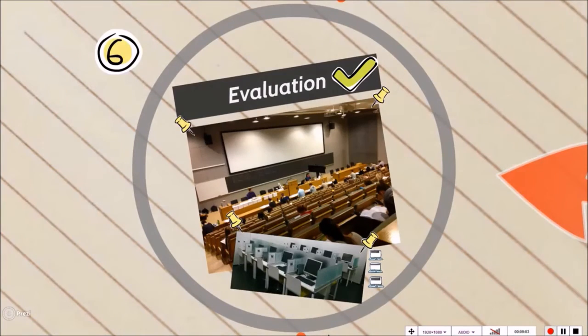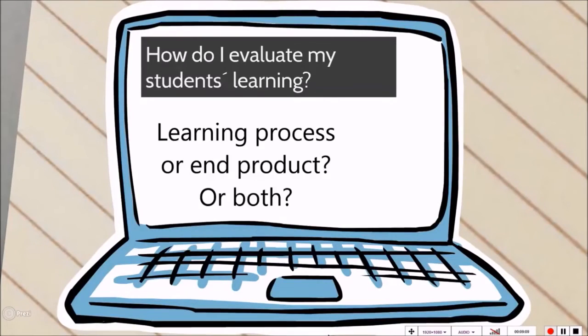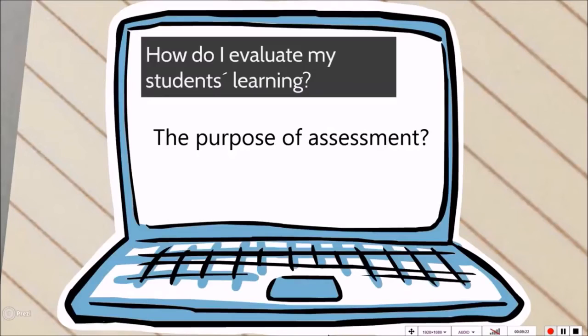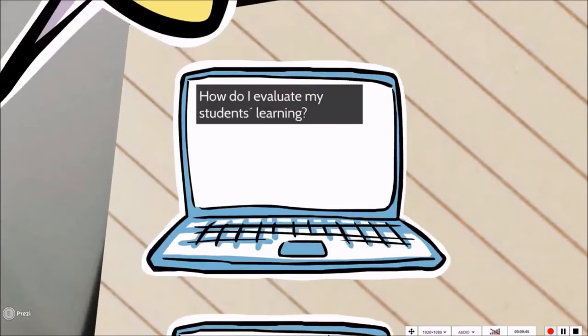When evaluating the student's learning, you need to ask yourself whether you want to measure the learning process or the end product, or both. According to the constructivist learning theory, the process of learning is actually more important than the end result of learning. The purpose of formative assessment is to provide the student feedback during the learning process about how the learning proceeds. Summative assessment is used to give information about how successfully the student has learned when teaching has been completed.